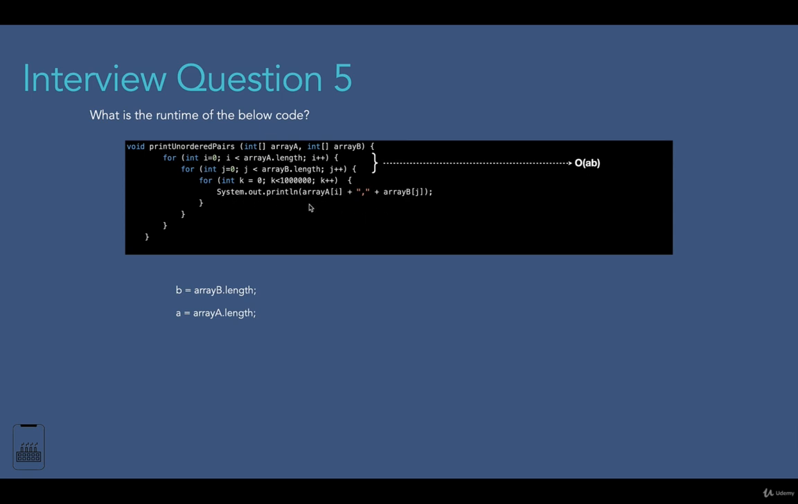Now this part of code will also take O(1) time complexity, because we know that printing pairs to the console takes O(1) time complexity. Now we have difficulty finding out this part. So we need to find out the time complexity for this part of code over here.